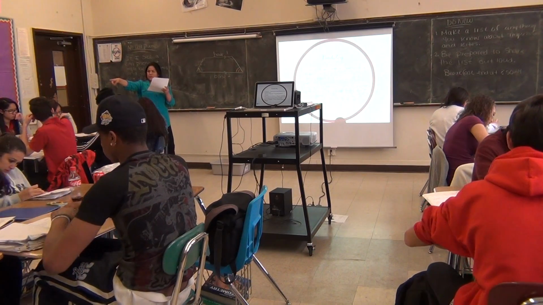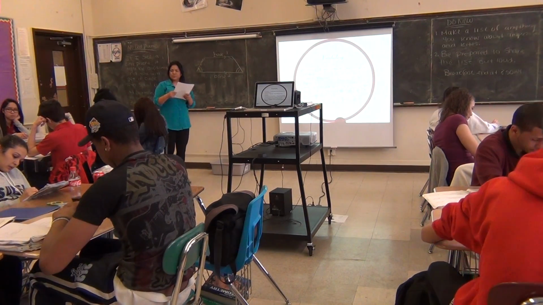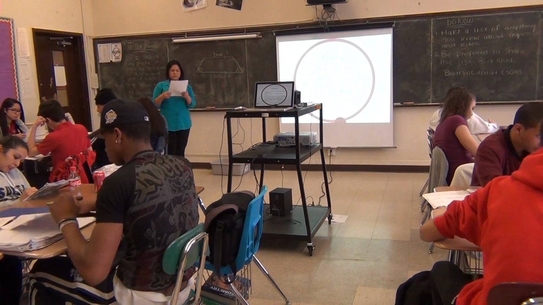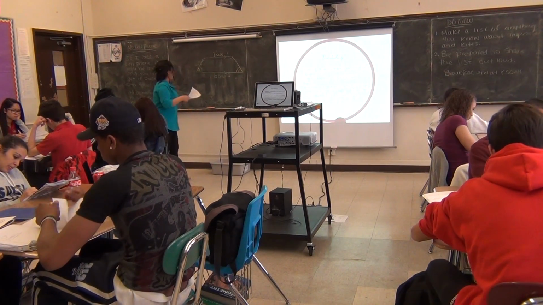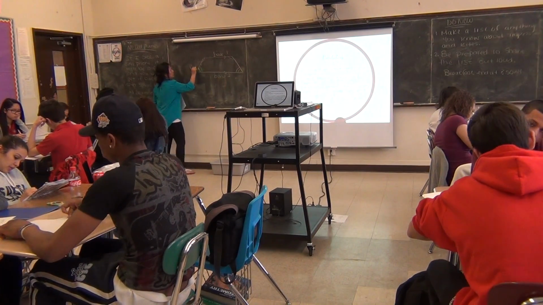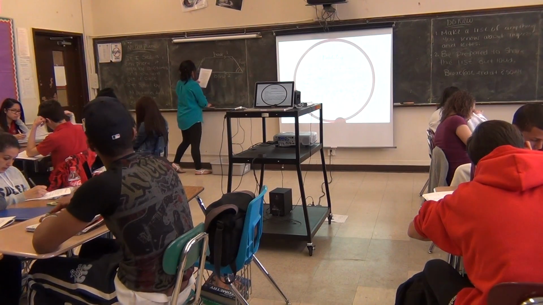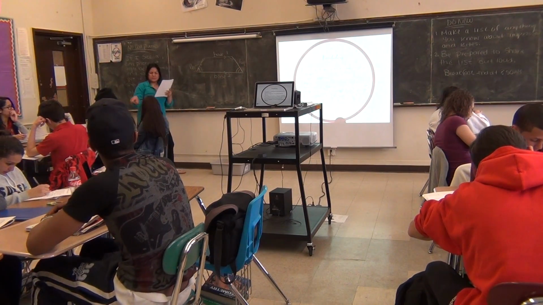Alrighty, Jordan's group. Legs of the trapezoid: the non-parallel sides of a trapezoid. Okay, so the parts that are not parallel, those are our legs. And we went over this yesterday, but if you want, you can write it on your reference sheet. Okay, next.